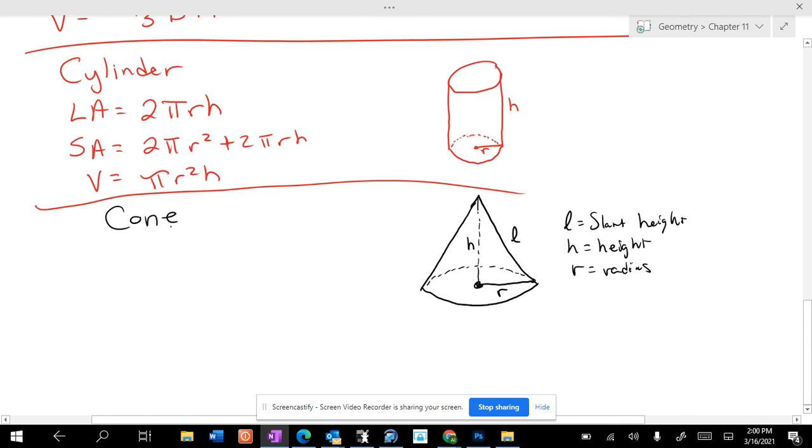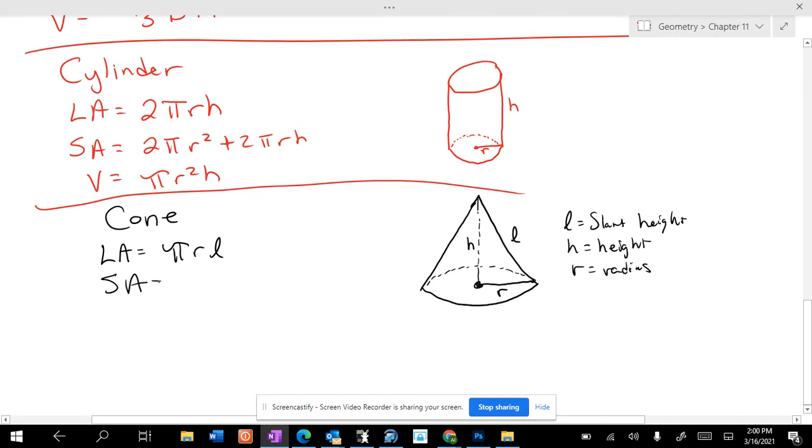A cone, the lateral area of a cone is pi r L. Pi r L. Pi times the radius times the slant height.